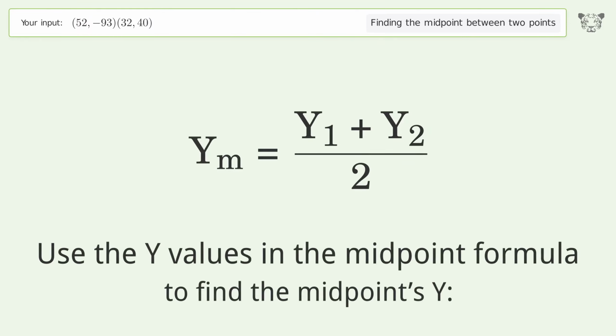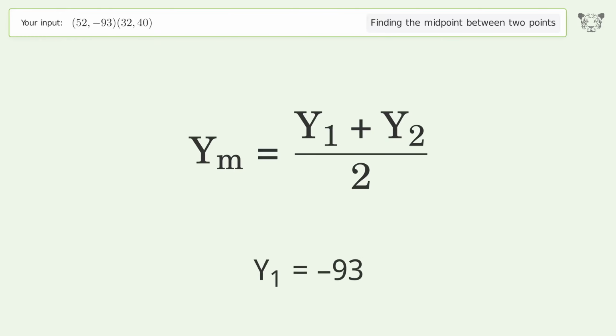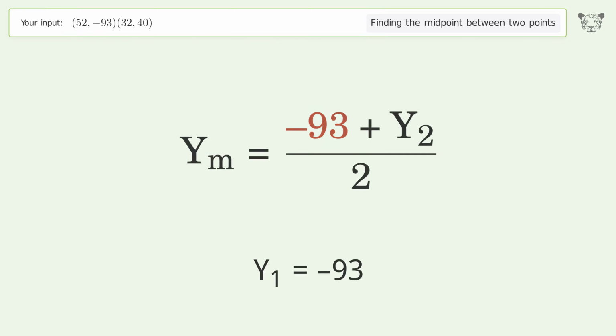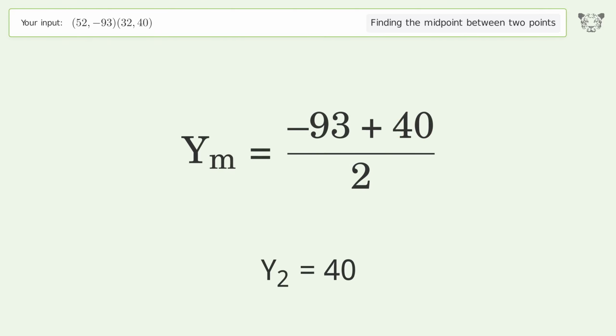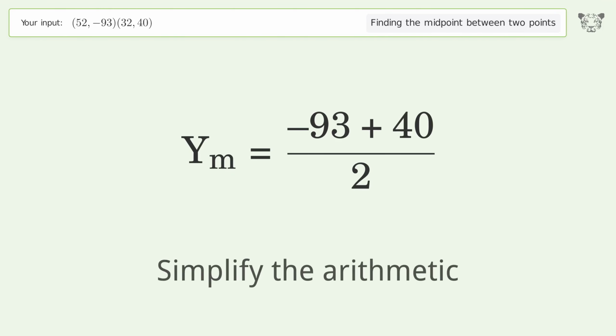Use the y values in the midpoint formula to find the midpoint's y. y1 equals negative 93. y2 equals 40. Simplify the arithmetic.